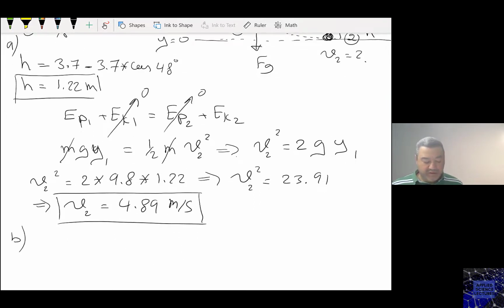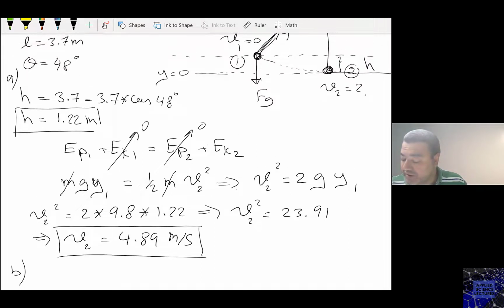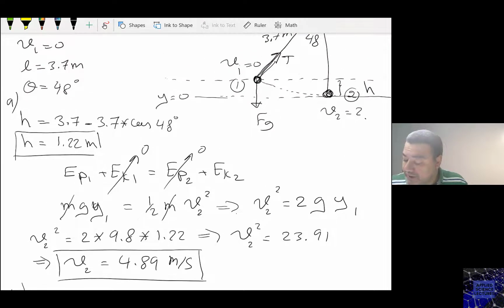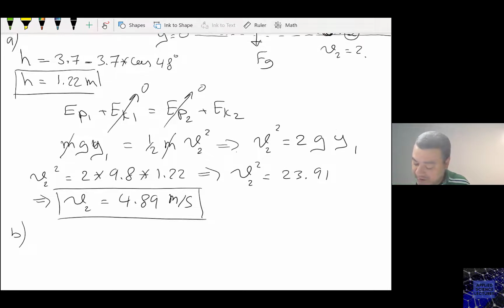B is to determine the maximum height. Definitely, since this system is a frictionless system, he will swing all the way up to reach the same height. So he will be reaching the same height.